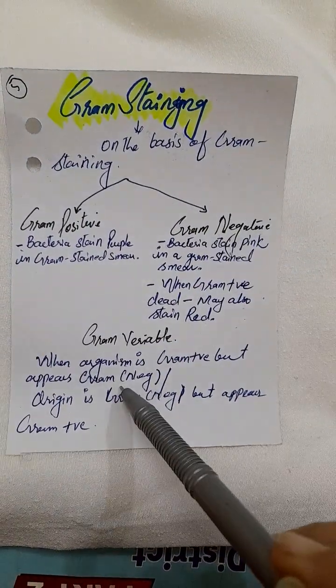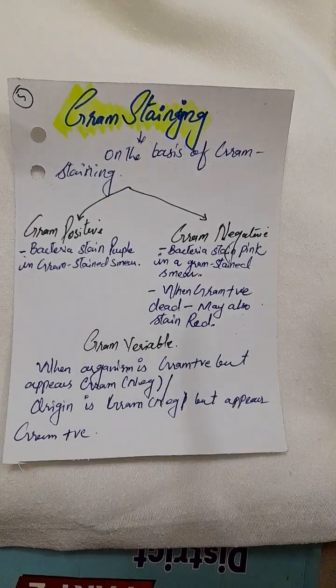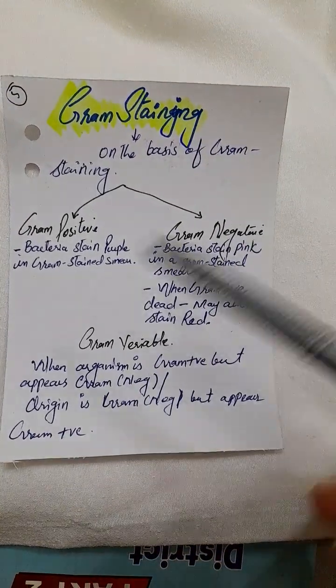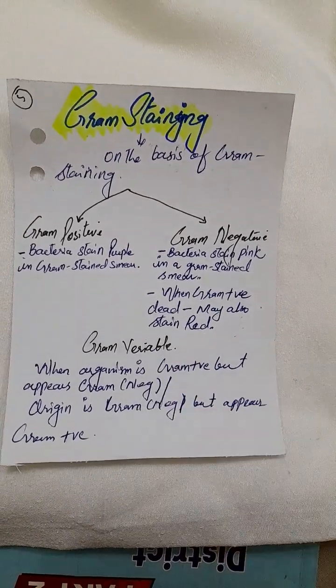Now, the third type is gram variable. It means that an organism that is originally gram positive appears gram negative, or originally it is gram negative but appears gram positive. That's why it is called variable.